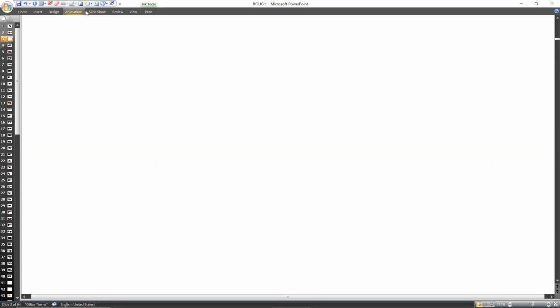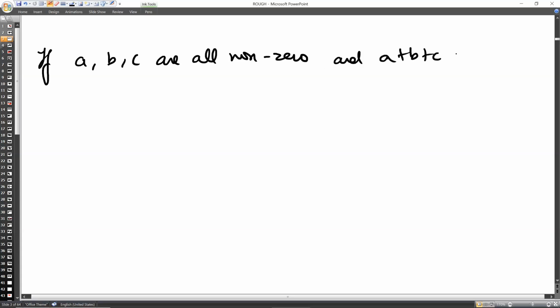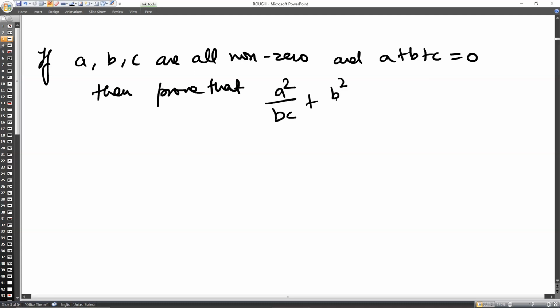The question here is: if a, b, c are all non-zero numbers, and a plus b plus c is equal to 0, then prove that a square upon bc plus b square upon ac plus c square upon ab is equal to 3.